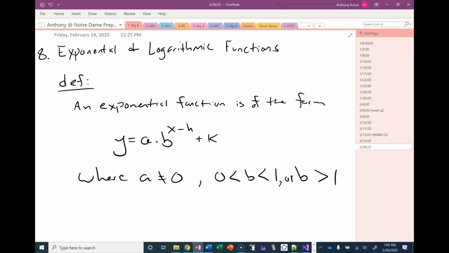Why is that important? What would happen if a was 0? You just have the k left, right? And k is not a variable, so there'd just be a linear function, which is not interesting. Okay? And we say that b has to be positive and not equal to 1. That's what that second part is saying.